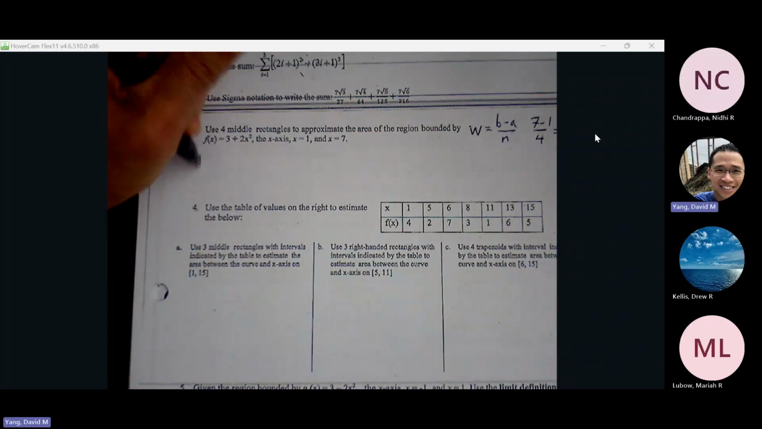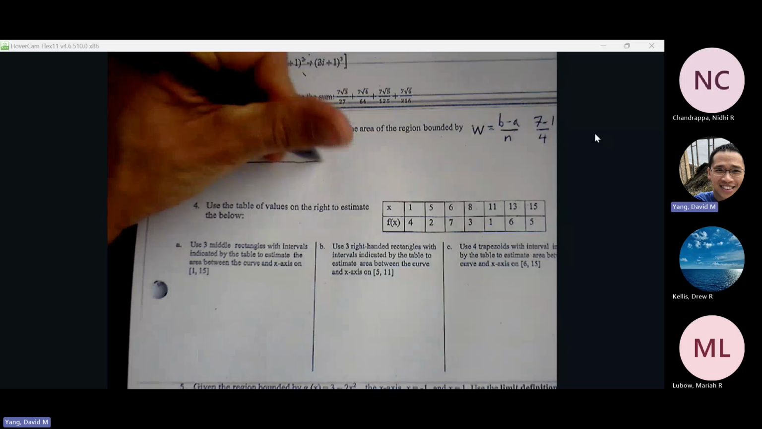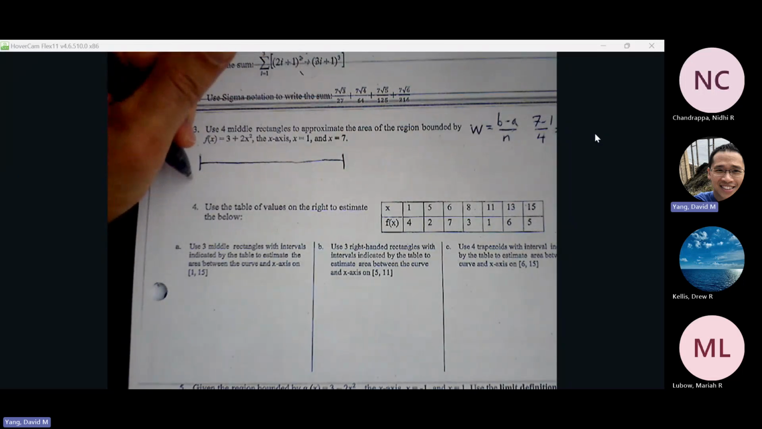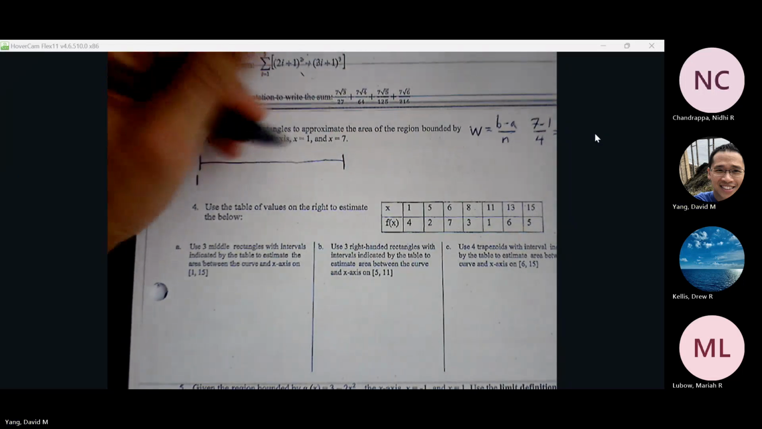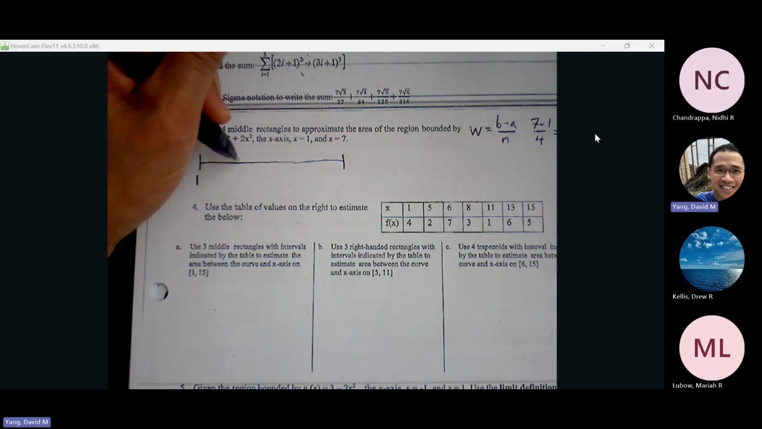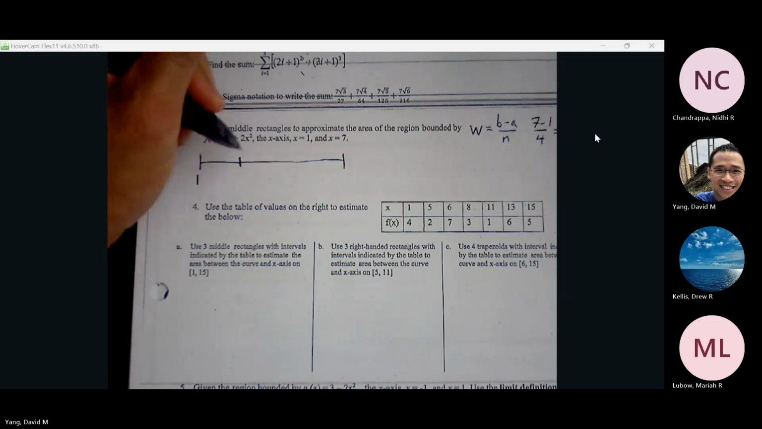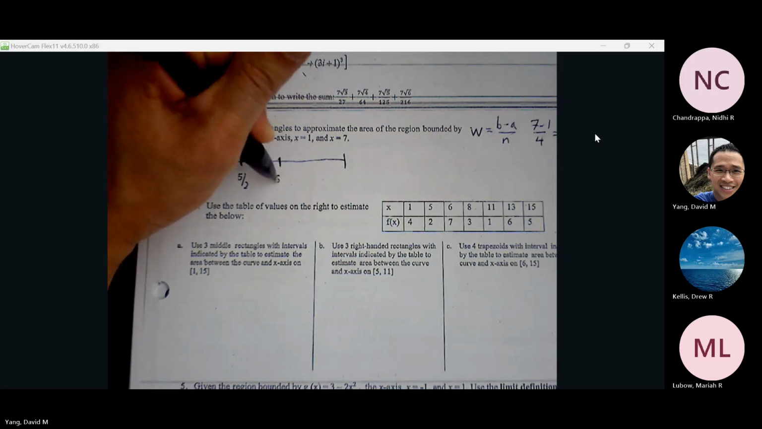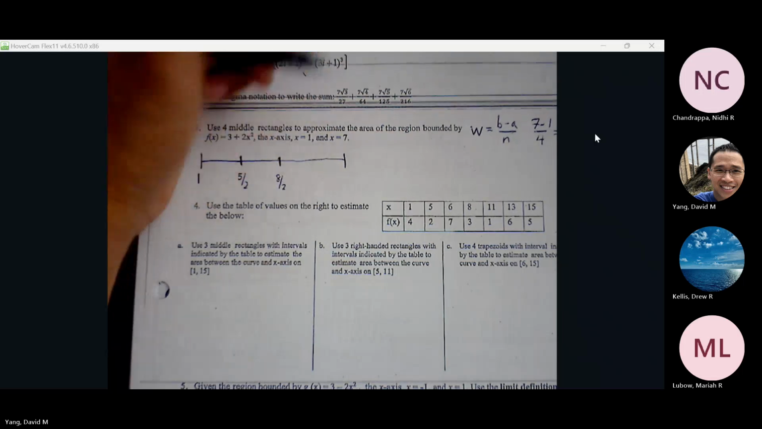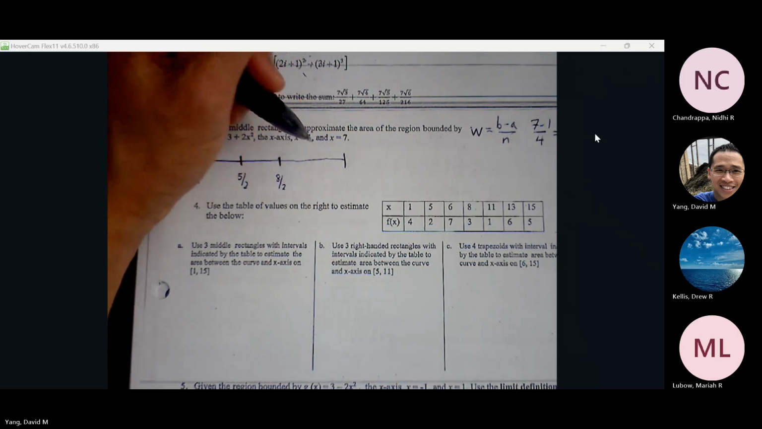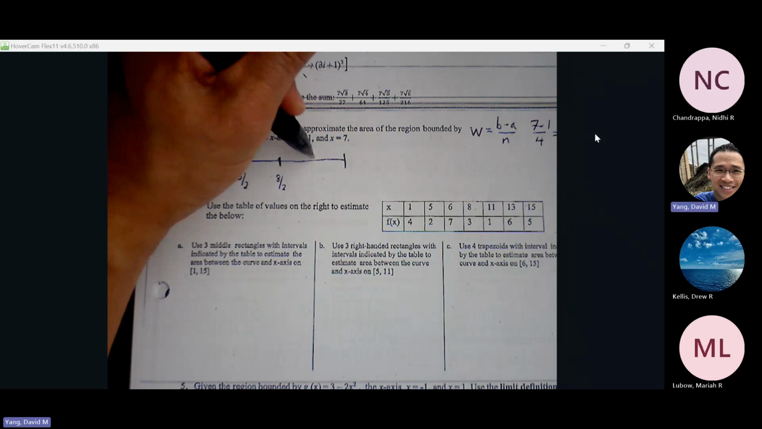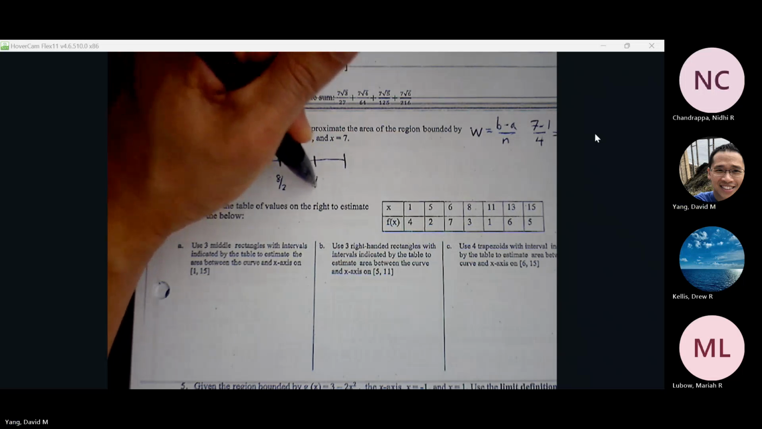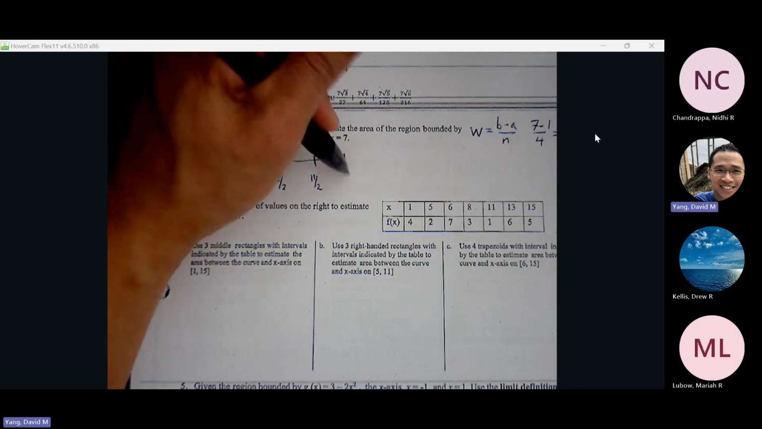We're going to start at the left endpoint and move our way to our right endpoint. 1 plus 3/2 is 5/2. Plus 3/2 is 8/2. Plus 3/2. And plus 3/2 is 14 over 2, which is 7.